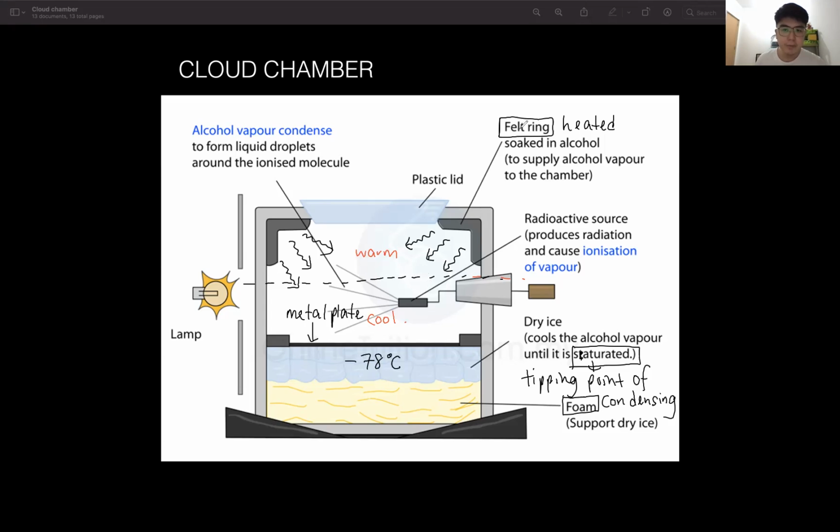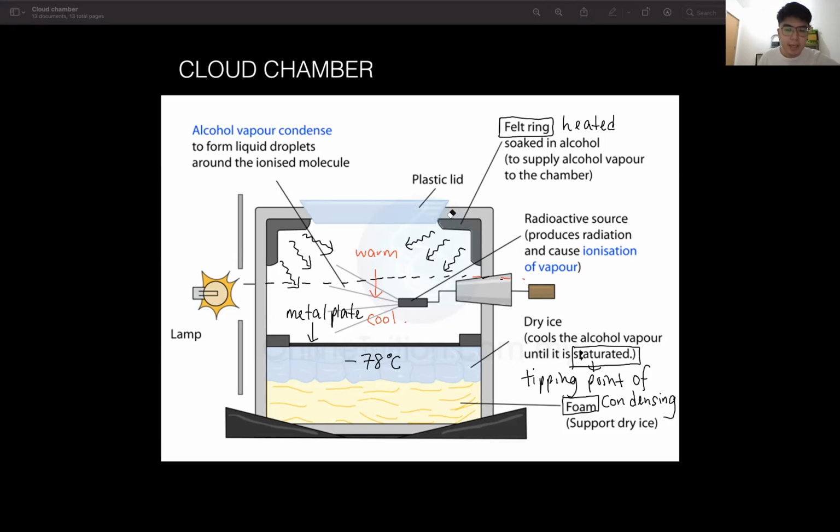Okay, let me repeat. The felt ring is heated to give out the alcohol vapor. It is still gas. And then the gas will come down close to the metal plate and be cooled by the dry ice. So you have very cold gases near the metal plate, and up here very warm gases. Now when they get cooler, they become very saturated as they are cooled down, but they have not condensed yet. Now, what happens next?